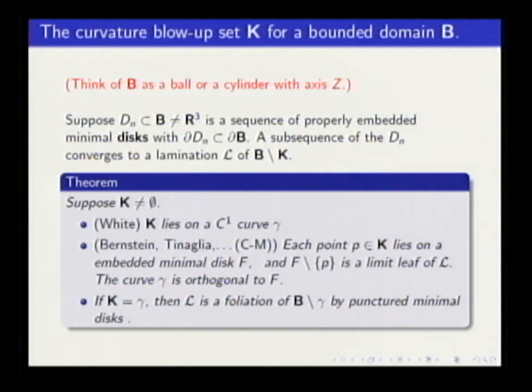Suppose there is some curvature blow-up. A great theorem of Brian's is that curvature blow-up lies on a C1 curve. That uses strong results of Colding-Minicozzi, the most important of which I'll tell you in just a minute. Brian and I showed that if you start with disks, you might get an annulus, a minimal annulus in the limit. Bernstein and Tinaglia, again using strong results of Colding-Minicozzi, showed that you can't get anything topologically more complicated than that.